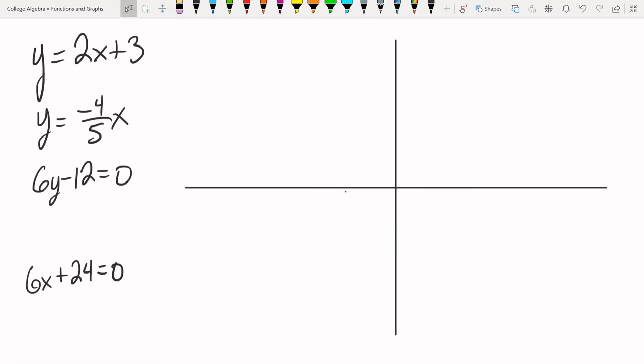The way we do this is we first look at the y-intercept. We plot this on the y-axis. So for this case, we have 3. We have 1, 2, 3. We just put a point right there.